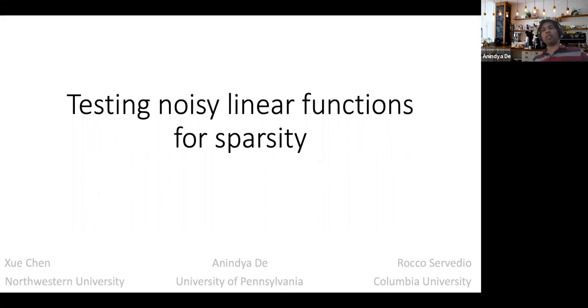This paper is about testing noisy linear functions for sparsity, and is joint work with my former postdoc Shuai Chen, who is now headed to George Mason, starting as faculty there in the fall, and Rocco Servedio. So let's start with a very basic question.